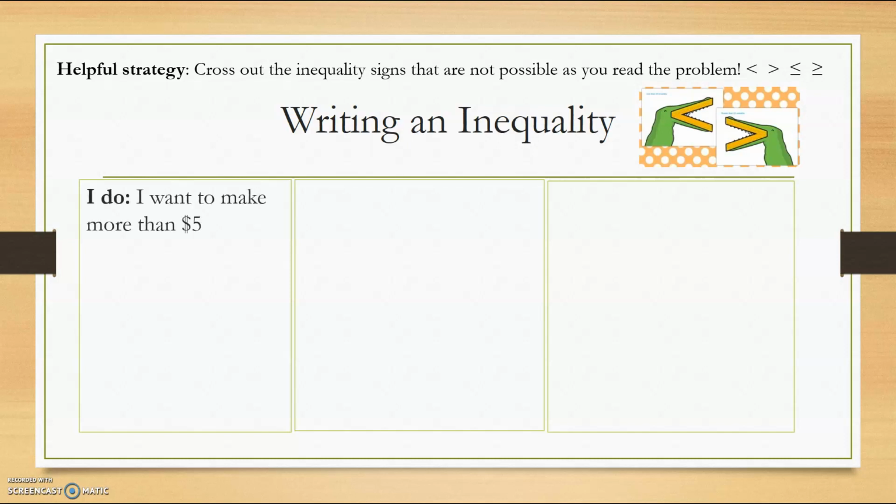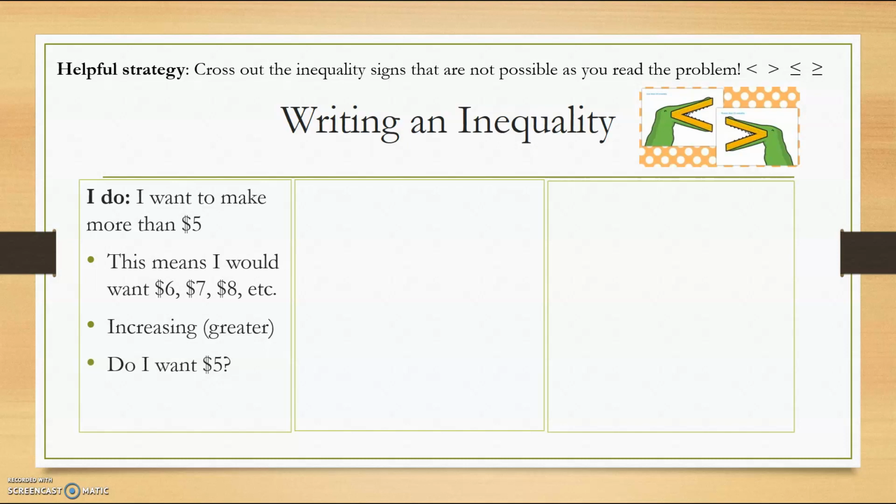So here's an example of how to write an inequality. It says I want to make more than $5. So I like to do some sort of thought process and walk myself through these. So the first thing I would say is that this means I want to make $6, $7, $8, etc. I want to make more than 5. That means it's increasing. If it's increasing, it's got to be greater than. So this is where it goes to our helpful strategy where I would cross out the less than signs. Can't be those. So it'd have to be one of the greater than signs.